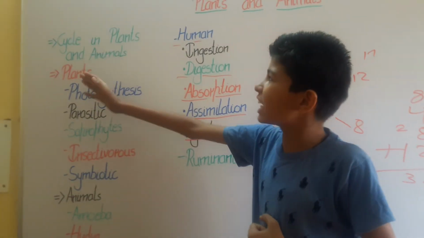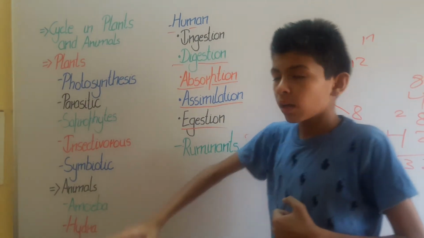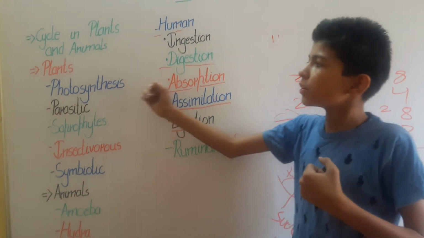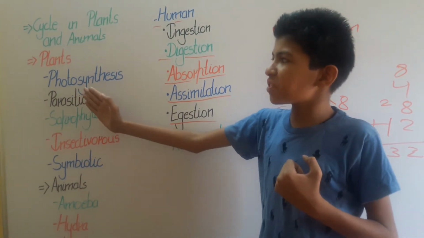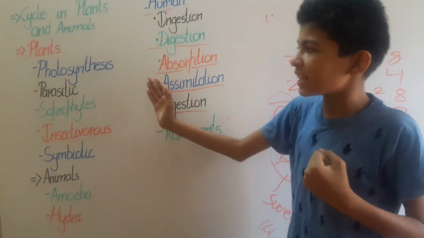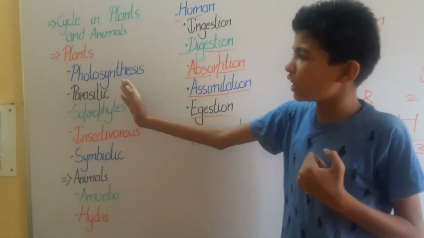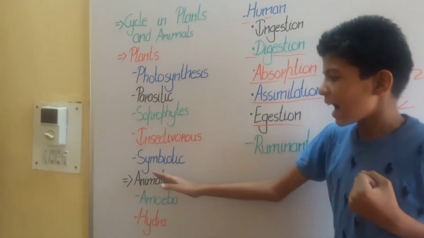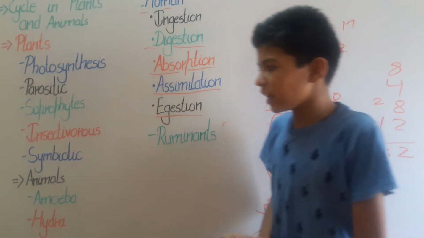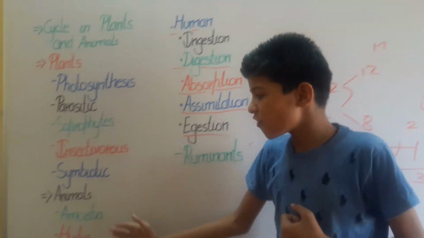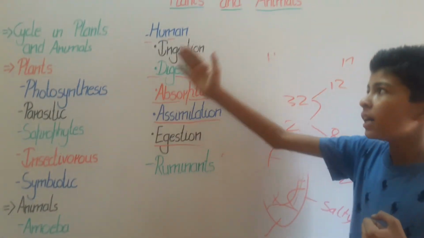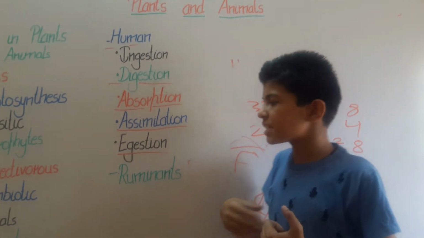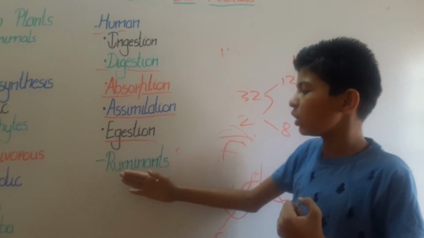So friends, what did we learn today? We learned about the nutrition cycles of plants and animals. We learned about how plants take in their food. There are two types. They take in food by photosynthesis, and another are called heterotrophs, just like parasites, saprotrophs, insectivorous, and symbiotic. In animals, we learned about the digestive system of the amoeba, hydra, human beings, the different types of processes which take place in our digestive system, and we learned about the ruminants.